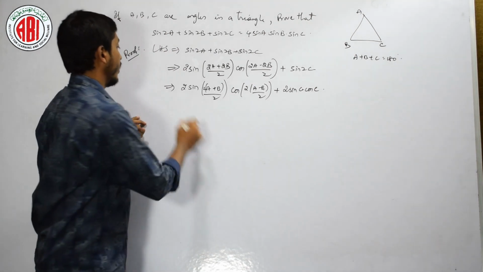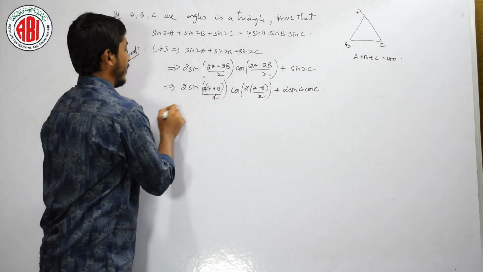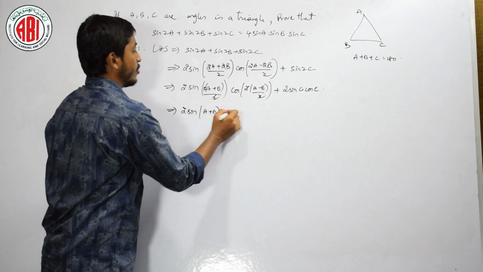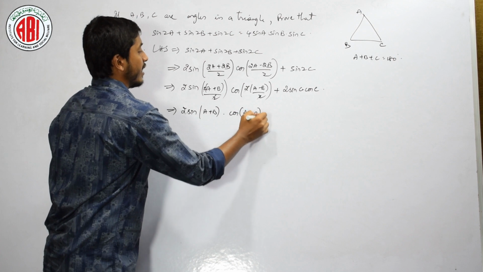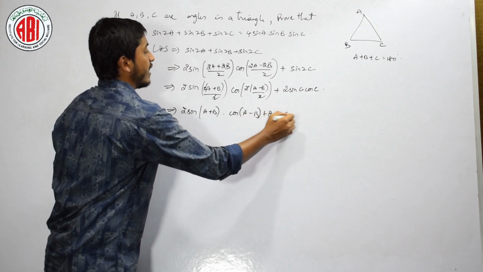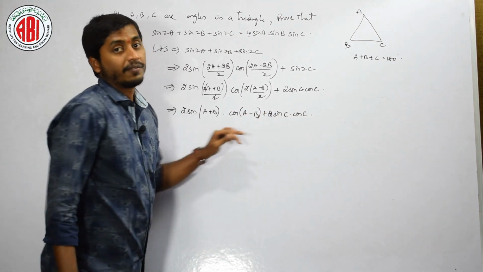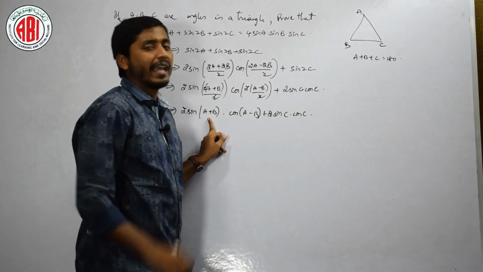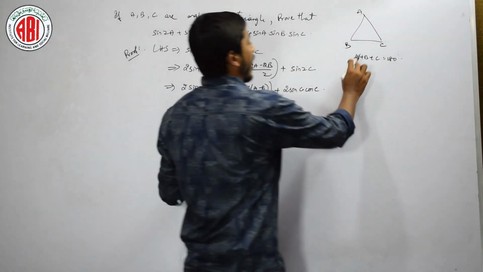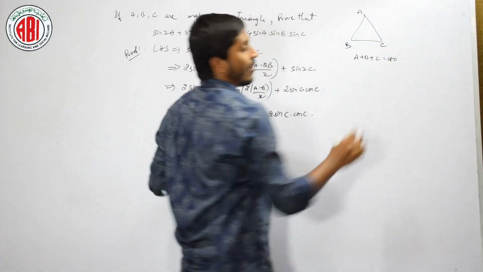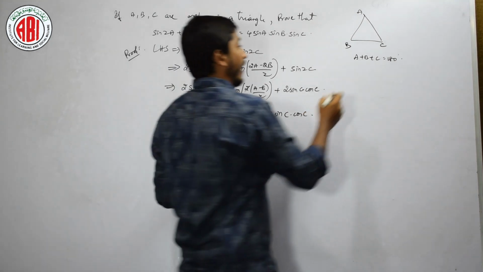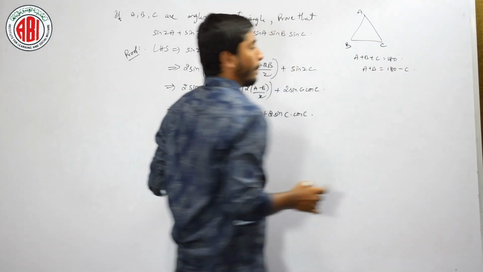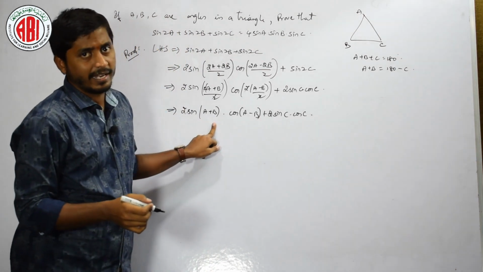Now see here, 2 gets cancelled, 2 gets cancelled, that will be 2 sin (A plus B) into cos (A minus B) plus 2 sin C cos C. From here the actual transformation starts. Here it is A plus B. Can I write it in a different form? He gave that A plus B plus C is 180, right. Can I write this as A plus B is equal to 180 minus C? There is no problem in writing like that, right.